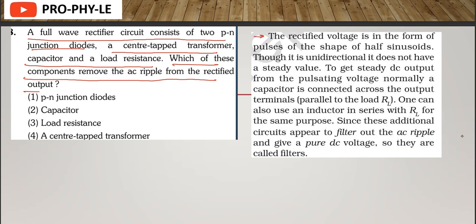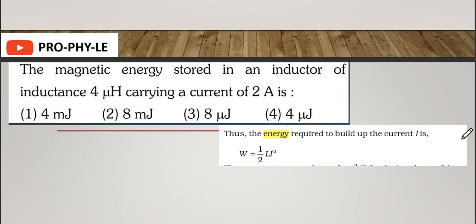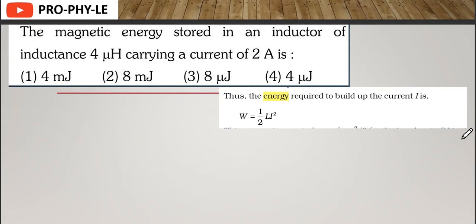The rectified output is in the form of pulses of the shape of half sinusoids. Though it is unidirectional, it does not have a steady value. To get a steady DC output from the pulsating voltage, normally a capacitor is connected across the output terminals. One can also use an inductor in series with RL for the same purpose, so a capacitor can be used or an inductor can be used. But in these options, we have only capacitor, so you can mark that answer if you know that NCERT line.